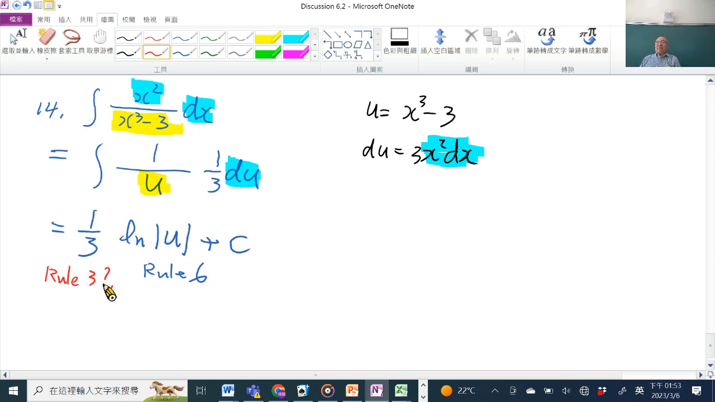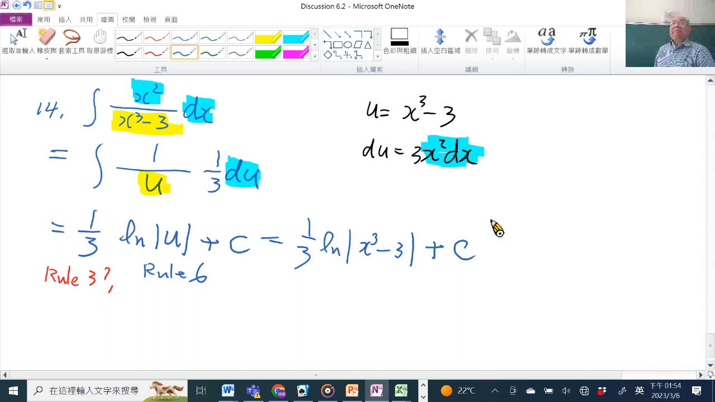And the last step, we have to bring the x variable back to the position of u. So our final result should be 1/3 of ln of the absolute value of x to the power 3 minus 3, absolute value again, plus a constant c.